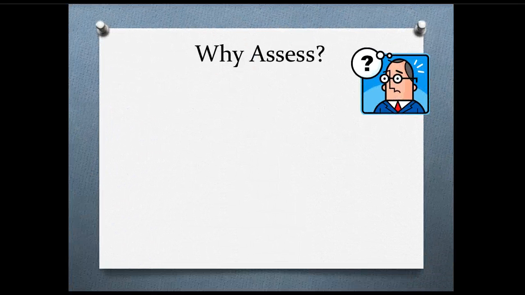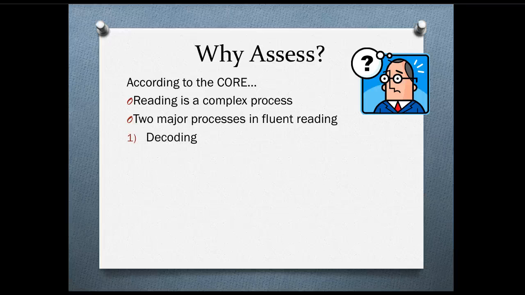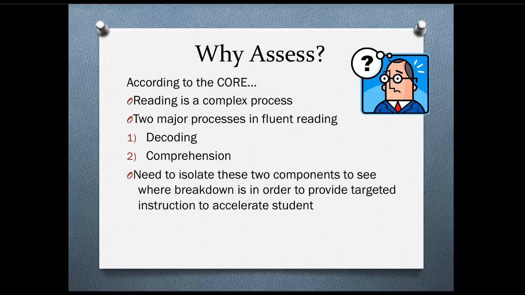Okay, so why assess? According to the CORE, reading is a complex process. Two major processes in fluent reading are one, decoding, and two, comprehension. We need to isolate these two components to see where the breakdown is in order to provide targeted instruction to accelerate students. So looking at decoding and comprehension, you're going to figure out what the student is having trouble with. Is it just comprehension or is it decoding? Because you can't really go to comprehension when you're lacking those decoding skills.